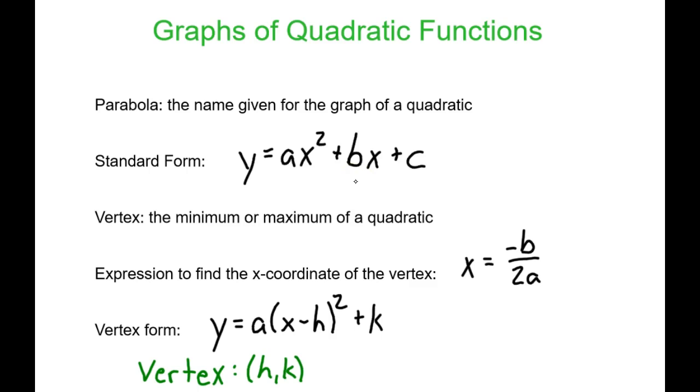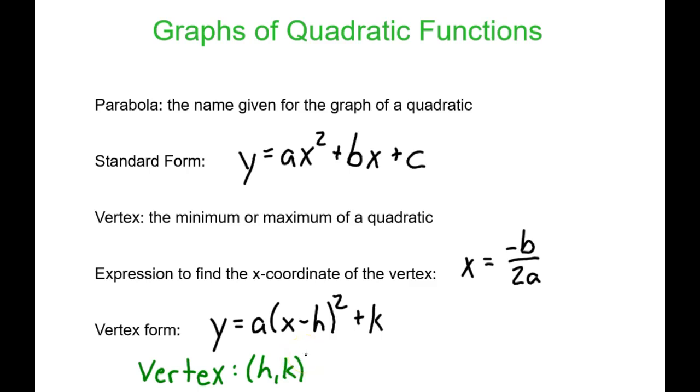And then we also have a vertex form. So we have a standard form and we have a vertex form. The vertex form is y equals a times the quantity of x minus h squared plus k. When it's in vertex form, it's easy to identify what the vertex is going to be. It's the ordered pair (h, k). So h is the x-coordinate of the vertex, k is the y-coordinate of the vertex.